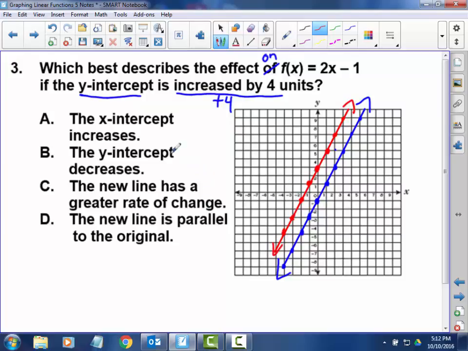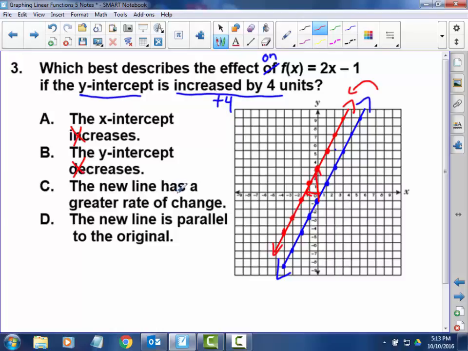So now let's look at our choices. It says the x-intercept increases. Okay, so we went from blue to red. We're moving that way. So here's my x-intercept, and it moved over to here. Is that an increase or a decrease? On the x-axis, as we go to the left, it is a decrease. So it did not increase. All right, the y-intercept. So we move from here to here. We're going up the y-axis. Is that a decrease? No, that's an increase.